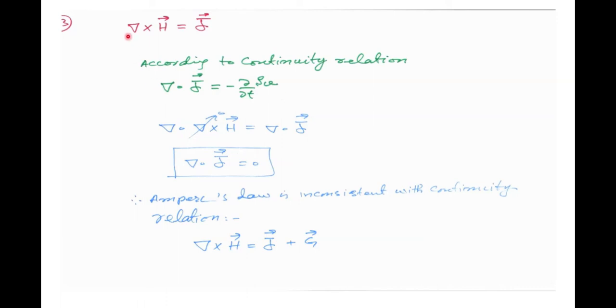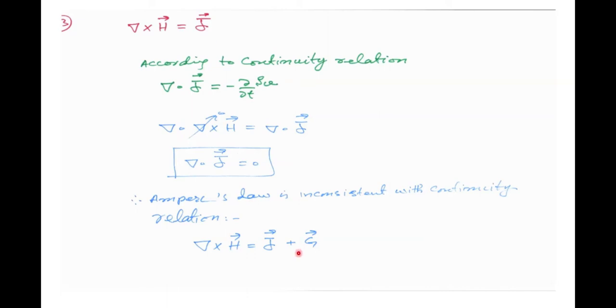Apply divergence on both sides of this equation, and as we know the divergence of curl is always equal to 0, this means del dot J equal to 0. So this means that Ampere's law in this form is not consistent with the continuity relation. We must modify this relation to make it consistent with the law of conservation of charge, or continuity relation.